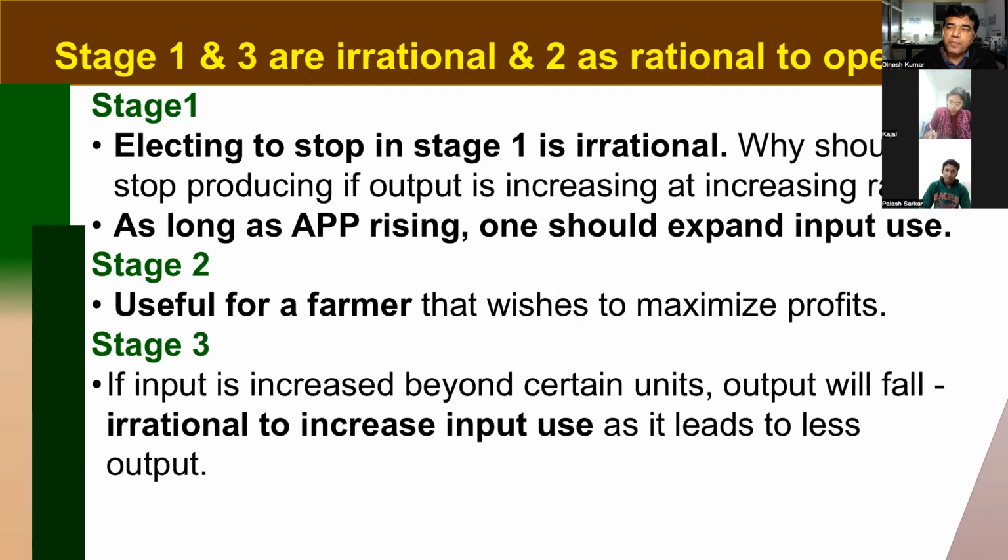irrational, like stage 1. In that stage, your marginal product is negative, meaning adding extra labor, your production is going down. Too many cooks spoil the dish. Here there are so many players, so many farmers, and so many laborers, then too much pressure on the land, and the marginal product becomes negative. So one should not operate in this region. If input is increased beyond certain units, output will fall. It is definitely irrational to increase input use, as it leads to less output.